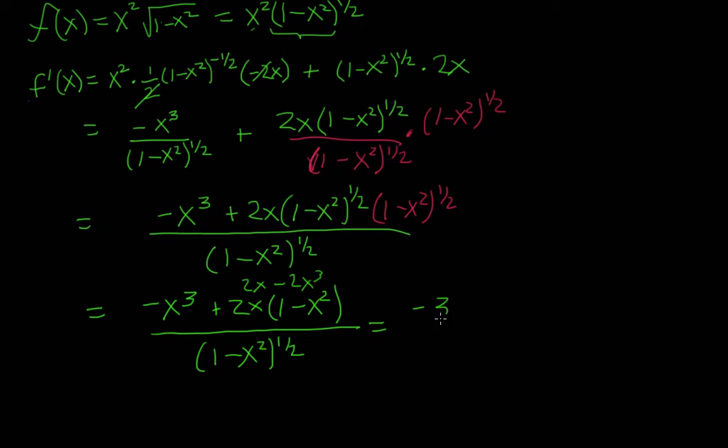And so we'll get negative 3x to the 3rd plus 2x, all over the square root of 1 minus x squared. And so here's our derivative of our original function, f of x equals x squared times the square root of 1 minus x squared.